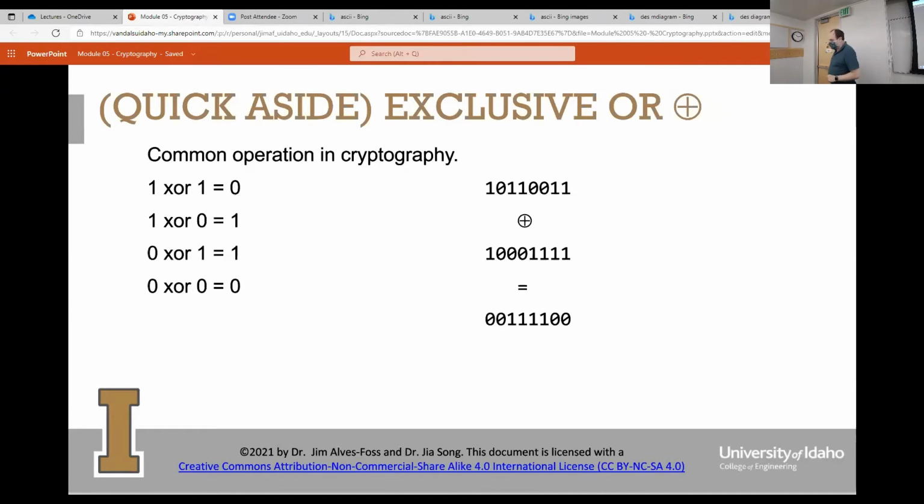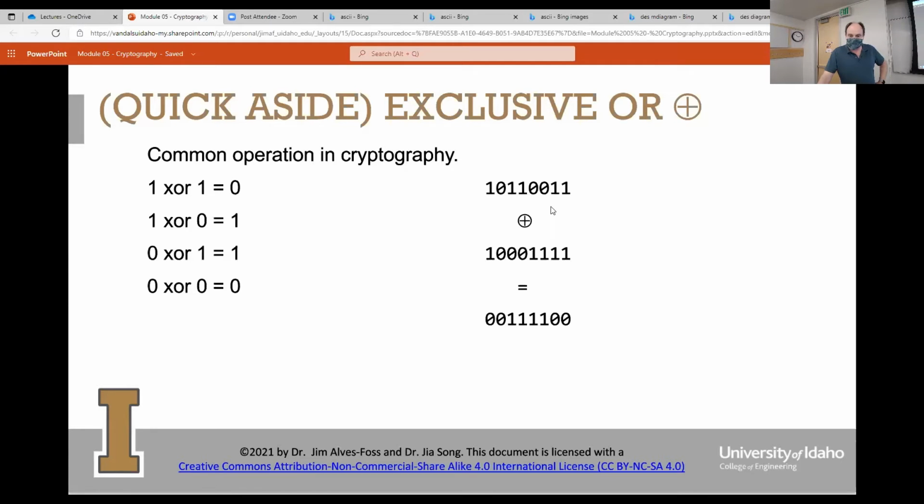So I talked about exclusive OR. I'm going to come back to this because we use exclusive OR a lot. It's a very common operation in cryptography. What do I mean by exclusive OR? When you have bits, 1s and 0s, it's exclusively either a 1 or a 0. If that is true, you get a 1. So 1 exclusive OR with another 1 is a 0. 1 exclusive OR with a 0 is a 1. 0 with a 1 is a 1. 2 zeros is a 0.